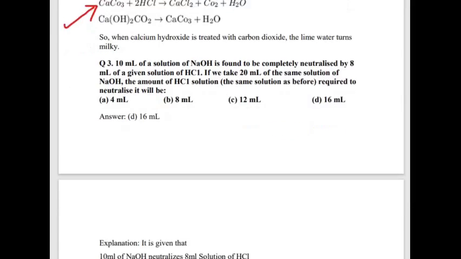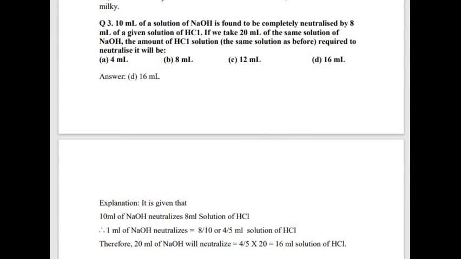Now coming to the next question, which is question number 3. Now 10 ml of a solution of NaOH is found to be completely neutralized by 8 ml of a given solution of HCl. And if we take 20 ml of the same solution of NaOH, the amount of HCl required to neutralize it will be option A 4 ml, B 8 ml, C 12 ml and D 16 ml. Now what will be the answer? We can solve it by using a simple calculation.